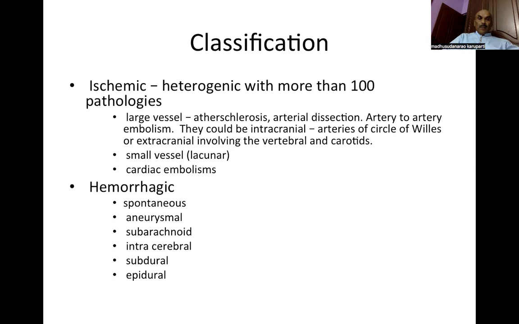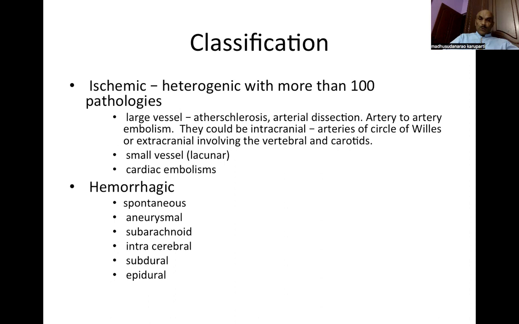It could be a block in the small vessels that results in lacunar infarcts. It could also be due to cardiac embolisms. So emboli can originate in the cardiac chambers due to arrhythmias, due to valvular diseases. Dislodging of the thrombus from these cardiac chambers can result in cerebral embolism, thereby resulting in ischemic stroke.